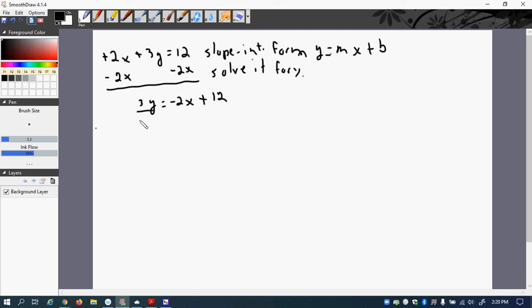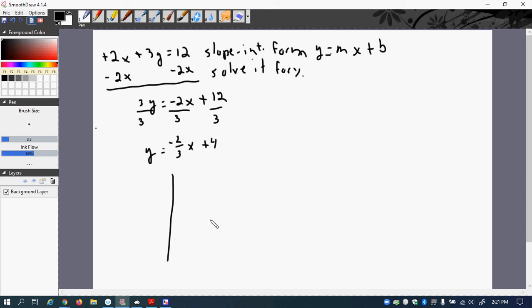Now we're going to divide by 3 on everything. So 3 divided by 3 is 1y, or y. This is going to be negative 2/3 x, and 12 divided by 3 is 4. So we can easily do that now, and we can graph it now too.